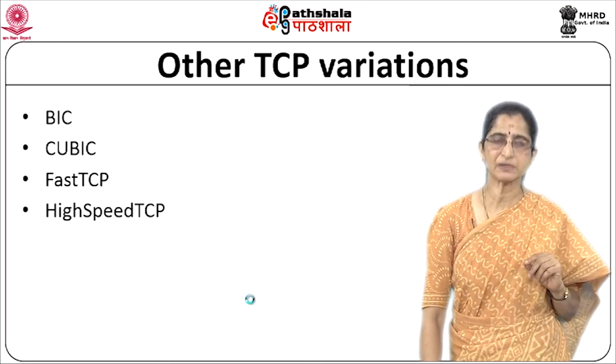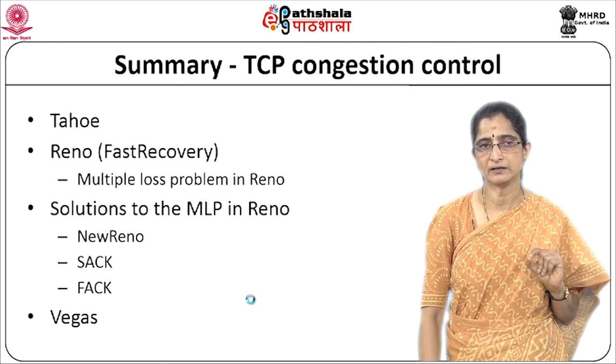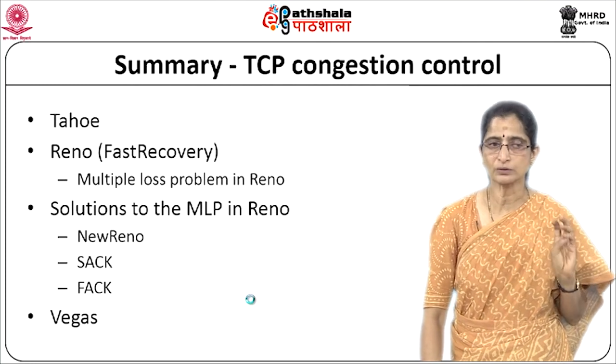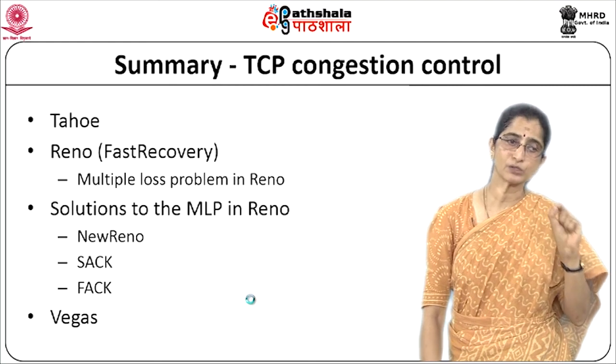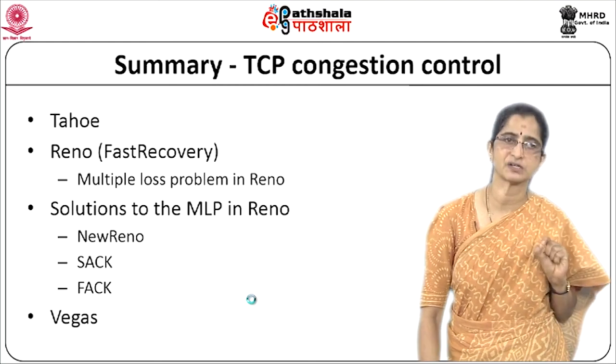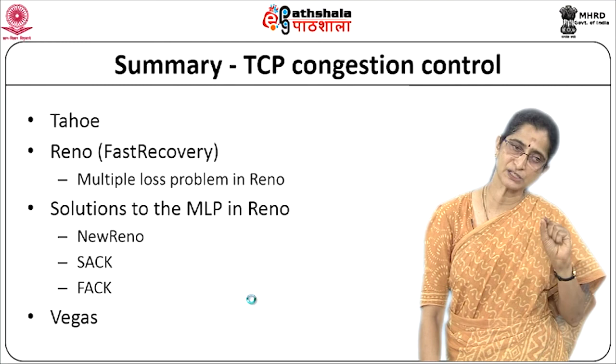To summarize, these are the things that we have looked at in this module. We have looked at Tahoe, we have looked at Reno, we have looked at how the state transitions take place in both these mechanisms, and we have also looked at a particular problem which occurs in Reno, which is the multiple loss problem, and the solutions that have been proposed for that. We have looked at New Reno, we have looked at SACK, we have looked at FACK, we also looked at Vegas.